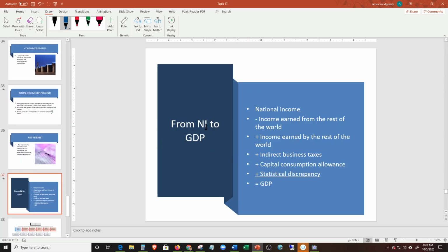So how do we get from national income earned by all citizens to GDP? Well, we have to add up the national income, and then we have to subtract from it income earned from the rest of the world by people who are citizens of the country. And then we need to add income earned by citizens of other countries in our country. And then we add indirect business taxes and capital consumption allowance, take cognizance of the statistical discrepancy, and get the GDP.